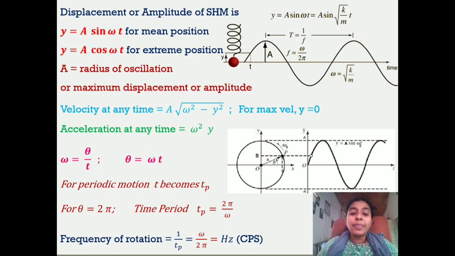Now, the frequency of rotation. We know frequency is the reciprocal of the time period. So frequency of rotation is equal to 1 by Tp. So it is omega by 2 pi hertz.